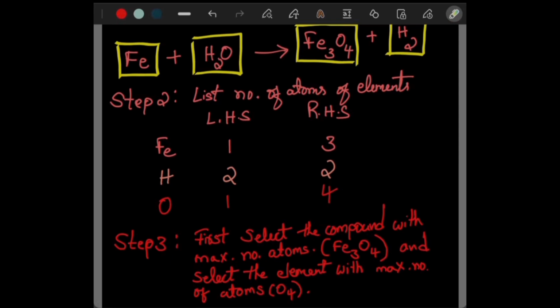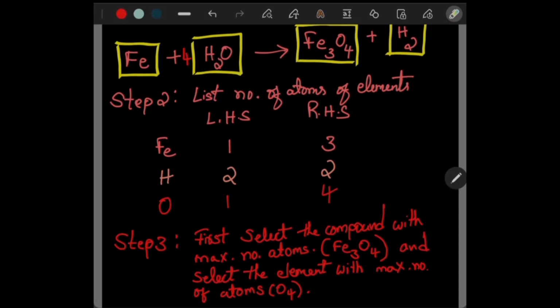So let us see how many atoms are present on the left hand side of the equation. As you can see here, we have only 1 oxygen atom on the left hand side, but on the right hand side we have the maximum, that is 4 atoms. So we need to balance this. So how are we going to balance? To balance the oxygen atoms, we can put a coefficient of 4 for H2O on the left hand side.